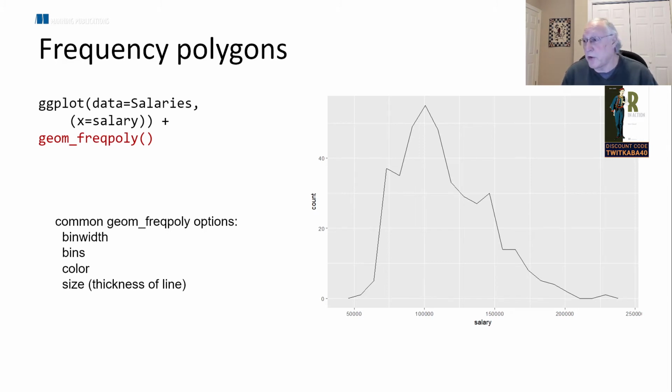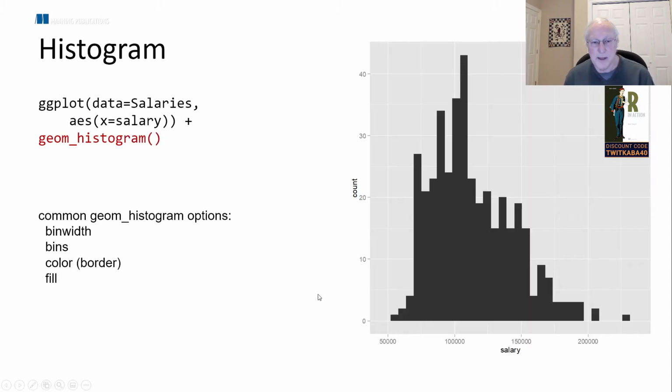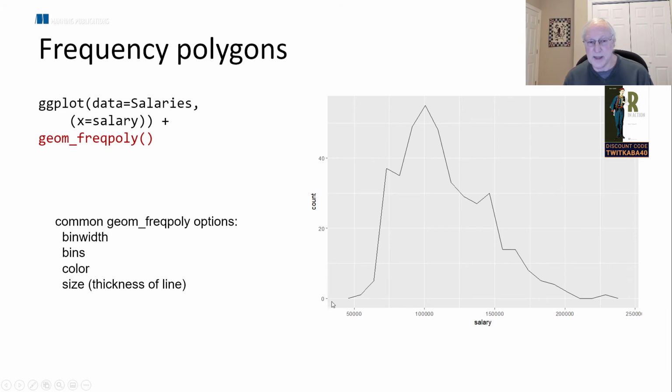If we wanted to, we could create frequency polygons. We just change geom histogram to geom freq polygon, and you could think basically of a frequency polygon as taking the midpoint at the top of each bar and just connecting them as a line. So a bit of a smoothed out histogram. Again, these are some of the common options.